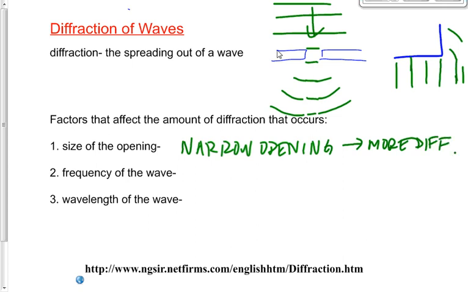What about the frequency of the wave? Well, if you remember my story yesterday, when I listened to AM radio, I could hear the radio station at the bottom of the hill. When I listened to FM radio, I couldn't hear it at the bottom of the hill. So which one's going to diffract more? AM radio. AM radio, if you look at the radio dial, is in kilohertz, thousands of hertz. FM radio is in megahertz. So smaller frequency leads to more diffraction.